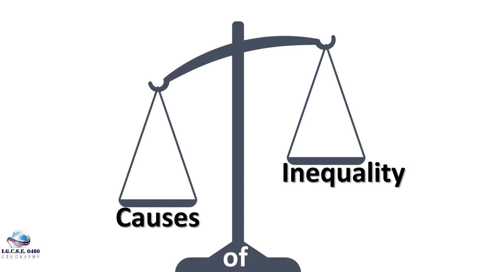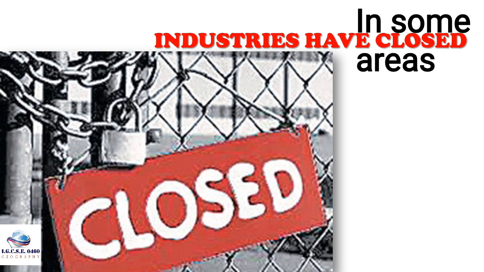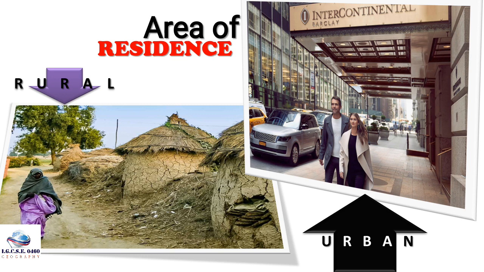So we want to go ahead and see what causes inequalities between regions within the same country. So number one, in some areas, industries have closed. So this means that in areas where industries are still operational, people have jobs, they earn more, and they are able to live better qualities of life, compared to areas where industries have closed and people are living in a poor state because they don't have enough money to earn a living.